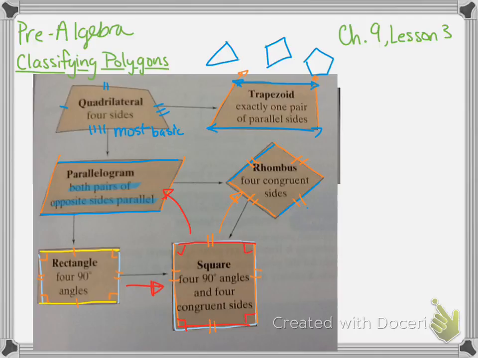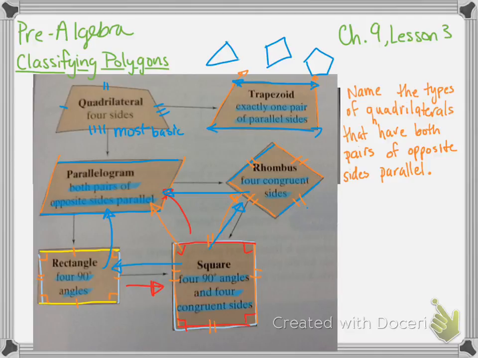Okay, so again, basically we start at the least specific thing, that's a quadrilateral, it just has 4 sides. Then we move into 1 pair of parallel sides, which is a trapezoid, and then we move into a parallelogram, which has both pairs of opposite sides parallel. And then we differentiate between congruency, which is the rhombus, and the 4 right angles, that's the rectangle, and then we move on to squares. Crazy diagram.